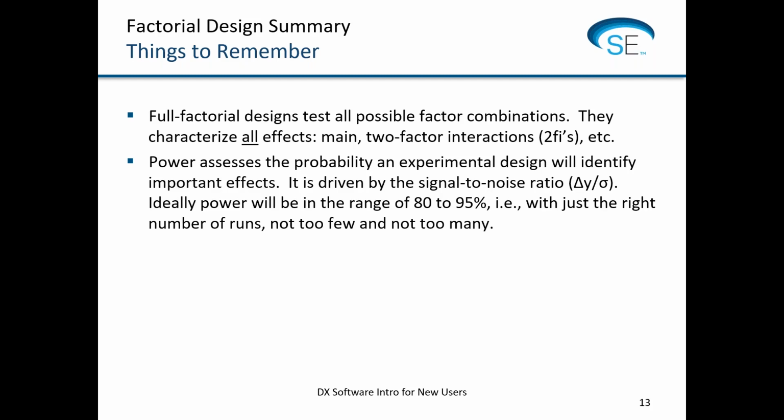Now, power assesses the probability an experiment will identify important effects, and it's driven by that signal-to-noise ratio, and ideally we want to be between 80 and 95% with the power, so just the right amount. We don't want to go collect too much data, but we certainly want to collect enough so that we have the certainty of answering the question.